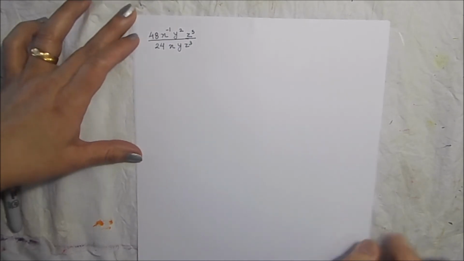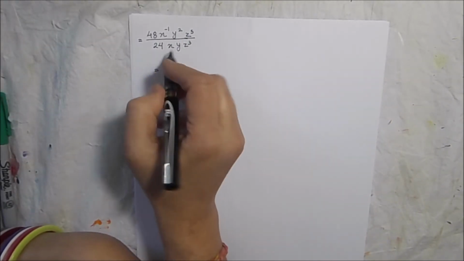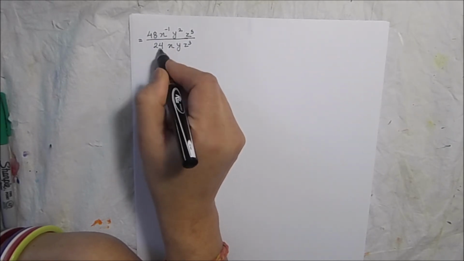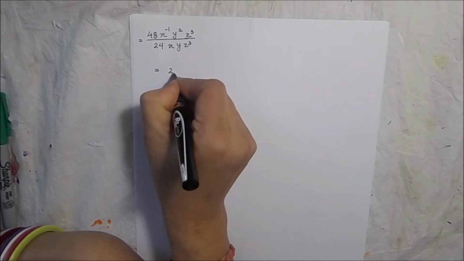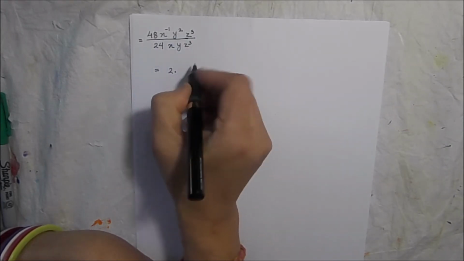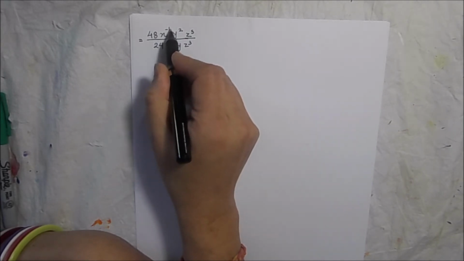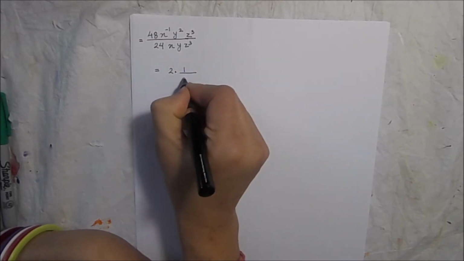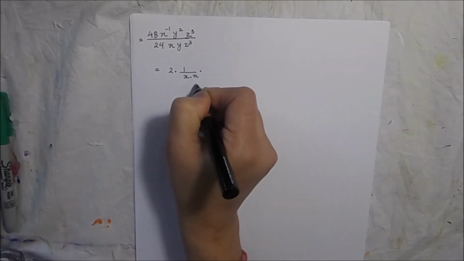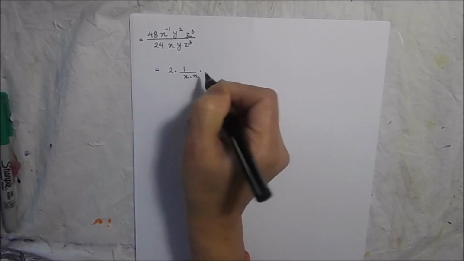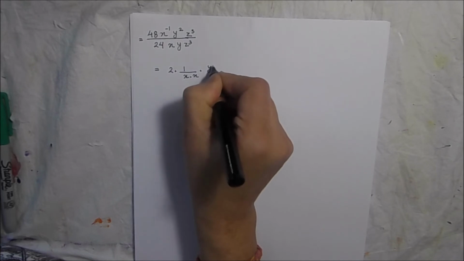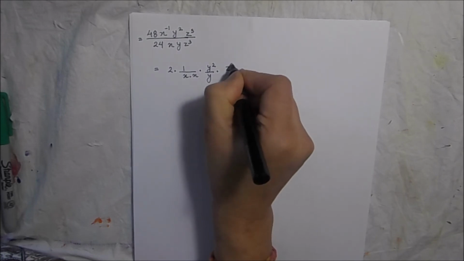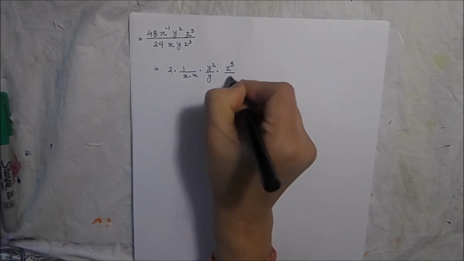Let's solve this example now. For solving this, we'll first take the numbers. We can reduce the numbers by dividing 48 by 24. So this will become 2. And x, we'll write it. X is raised to power negative 1. We'll use the negative exponent rule. So this will be 1 over x. There is one more x in the denominator. So these two x's will become x times x. Now the next one is y square over y. We can reduce it further. And the next one is z raised to power 5 over z cube.